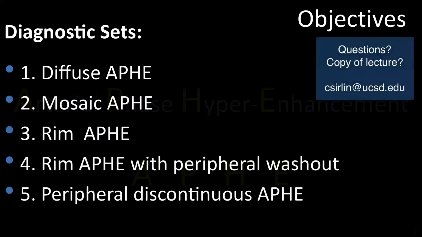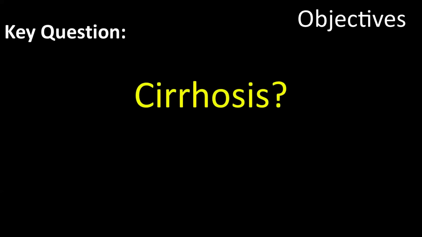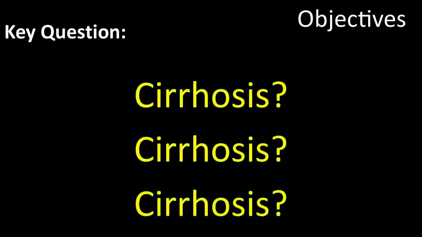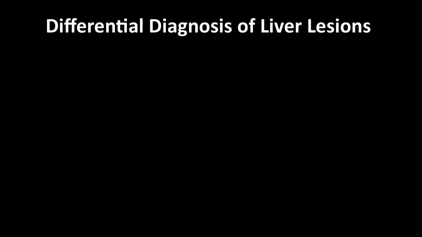But before we start that, I just wanted to emphasize that there's always a key question that we have to ask ourselves whenever we look at a liver lesion on CT, MRI, or ultrasound. And that key question is, does the patient have cirrhosis? This question is fundamentally important, because here is the differential diagnosis of liver lesions.